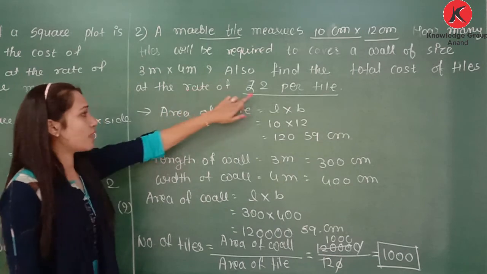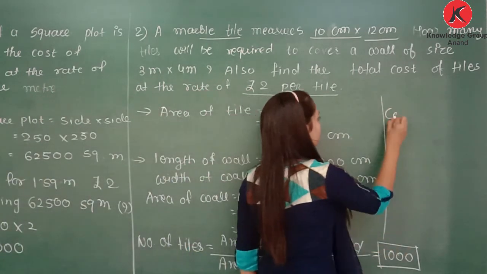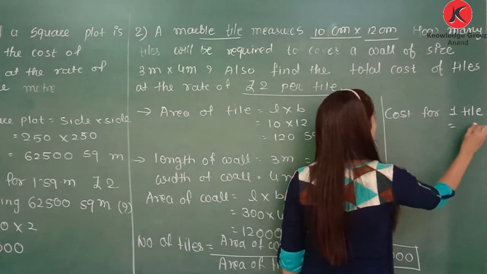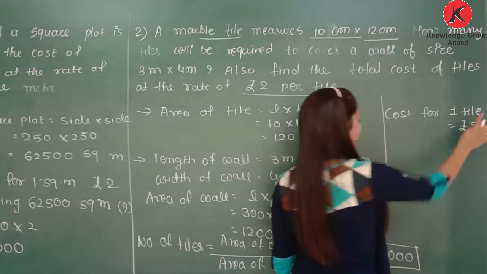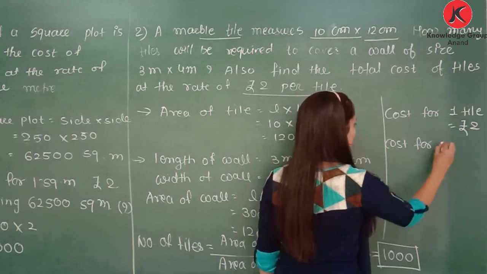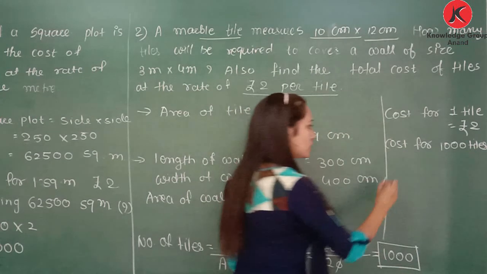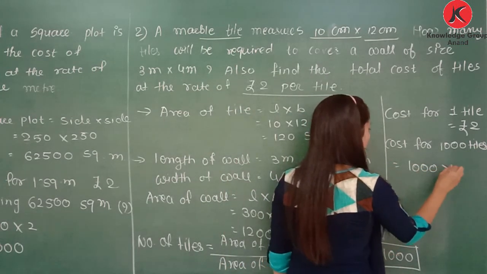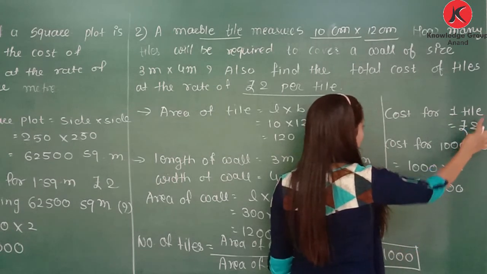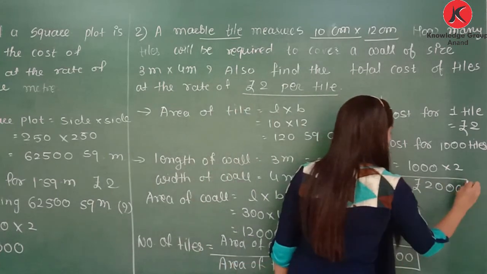Now the cost for one tile is 2 rupees. So we can find the total cost. Cost for one tile is 2 rupees. So the cost for 1000 tiles is what? 1000 multiplied 2, that is rupees 2000. If the cost for one tile is 2 rupees, then the cost for 1000 is 2000. So that is the total cost.